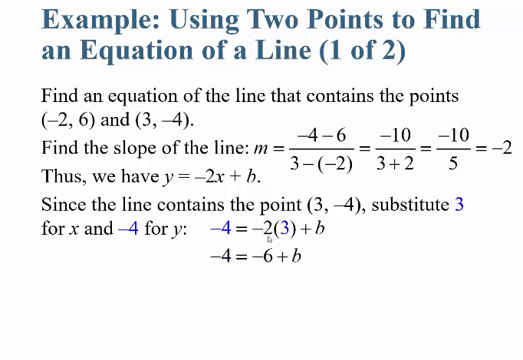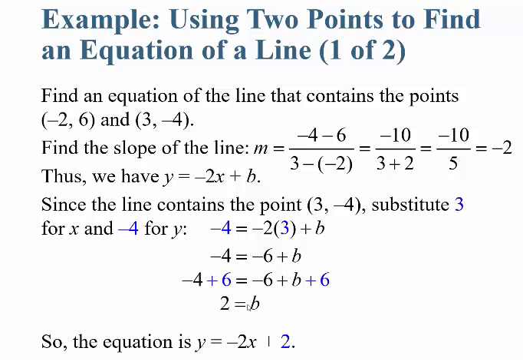So negative 2 times 3 gets me negative 6. I'll add 6 to both sides here. Negative 6 and positive 6 cancel out. Minus 4 plus 6 gets me 2. And that's my y-intercept right there. So now all I have to do is substitute it back into the equation. So I had y is equal to minus 2, which ended up being the slope, plus b. Well, I'm telling you b is the y-intercept here. So my equation is just y is equal to negative 2x plus 2.